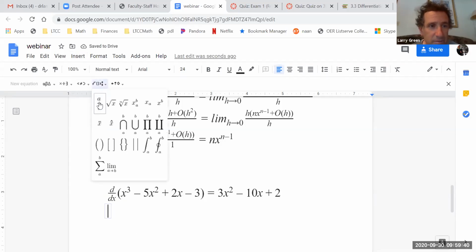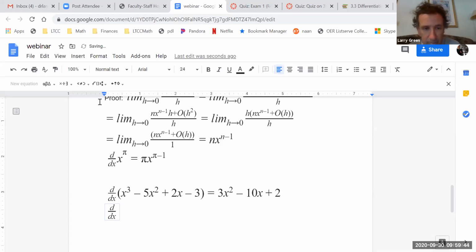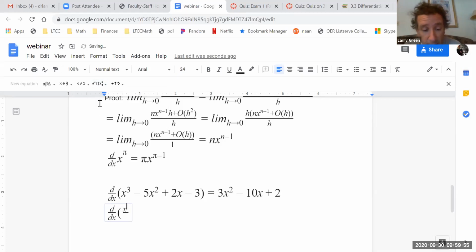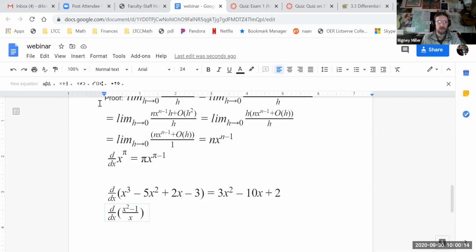Let's find the derivative of x squared minus 1 over x. Any idea how to do that? Just split it up into x squared minus 1 times 1 over x. You could do that, and that will work, but you can't do those individually like that. You can't just take the derivative of x squared minus 1, derivative of 1 over x, and multiply. That doesn't work. Does that make sense?